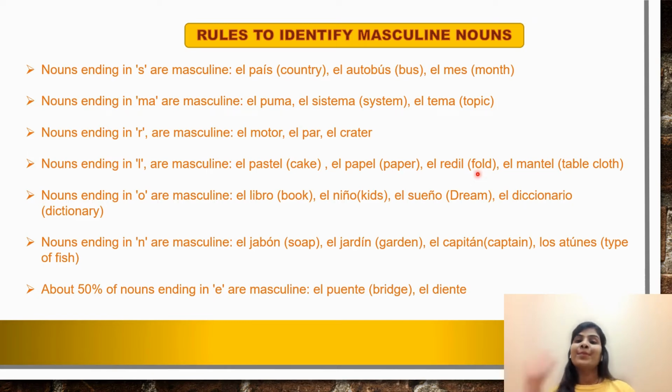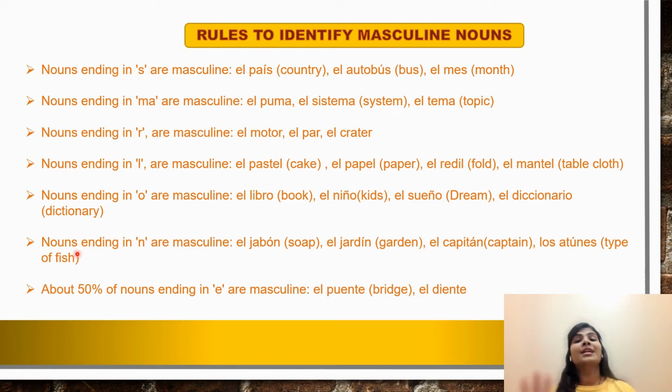Rule number 5. Nouns that end with an O are masculine in nature. Example: el libro, the book; el niño, the kid; el sueño, dream; el diccionario, dictionary.